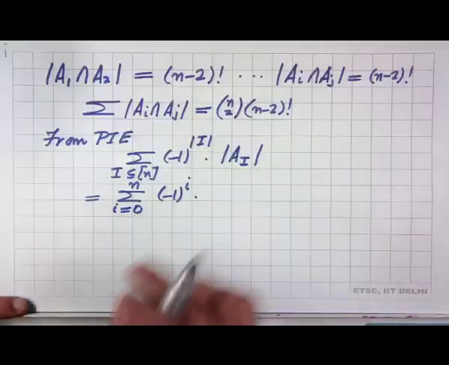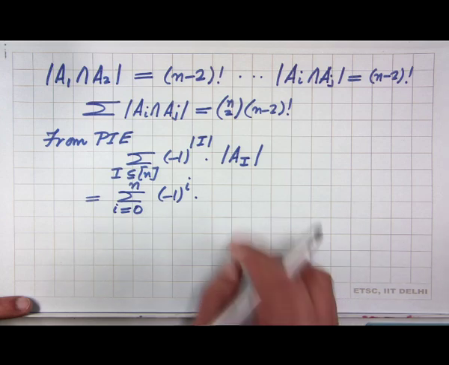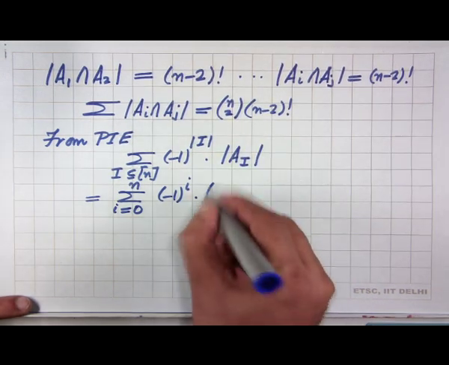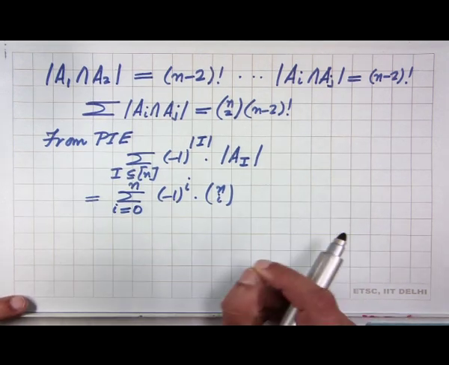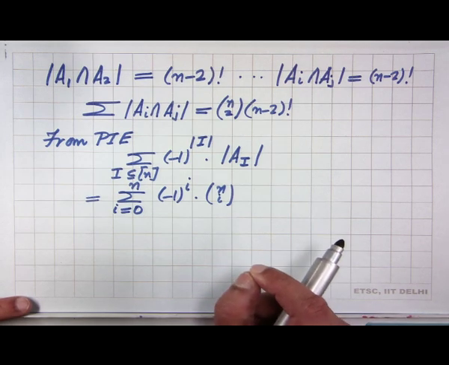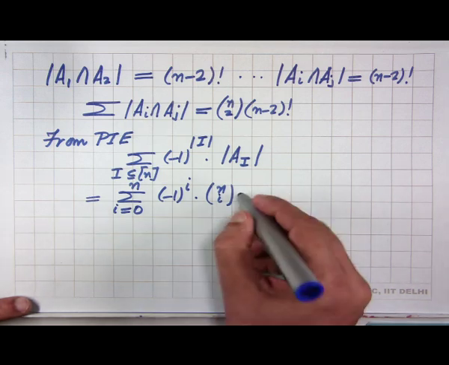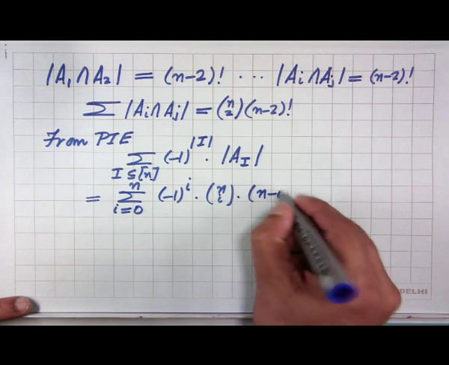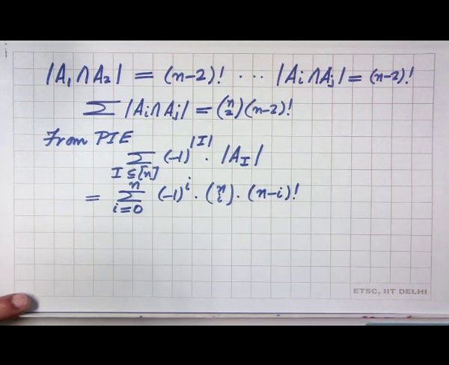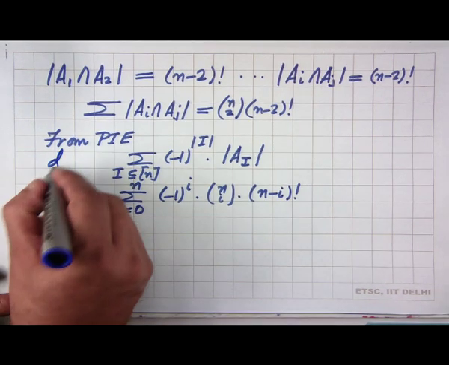And what is the contribution to Ai? Well, for a specific Ai, the contribution is simply n minus i factorial. To get the whole contribution, I have to multiply this by n choose i. That's the total number of ways in which I can choose a specific I subset of square bracket n. For each such I, the number of ways of finding out the number of elements in Ai is n minus i factorial. And therefore, this is the formula that you get for d of n.